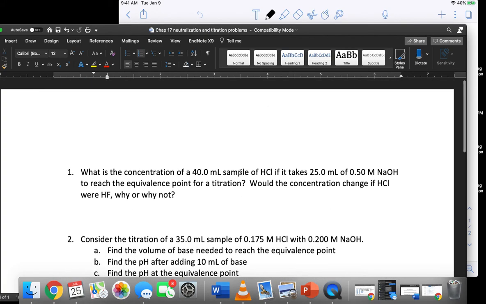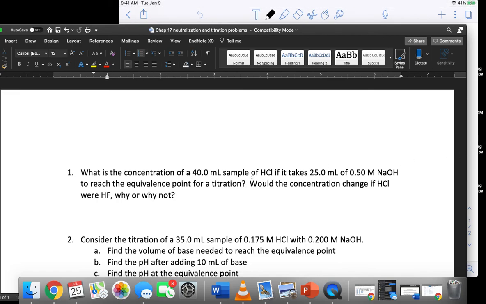So for this first example, we're asked what is the concentration of a 40.0 milliliter sample of HCl if it takes 25.0 milliliters of 0.5 molar NaOH to reach the equivalence point for a titration. And we have a follow-up part to that, which is would the concentration change if HCl were HF, why or why not, which looks at the difference between strong and weak acids, if there is any. Now, as a starting point, I'm going to work this example on my whiteboard here in a second.